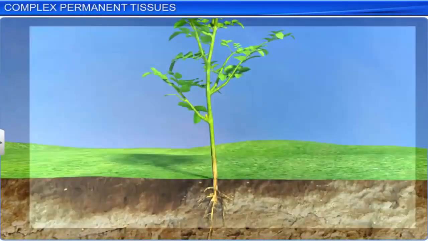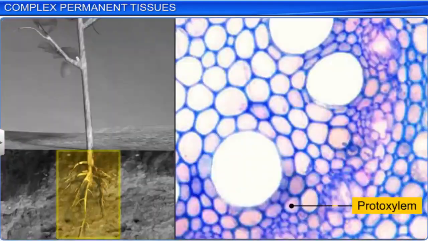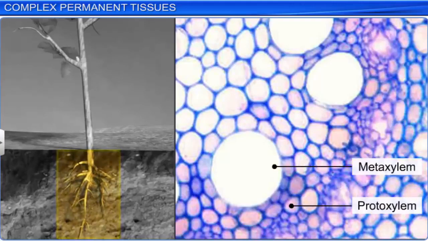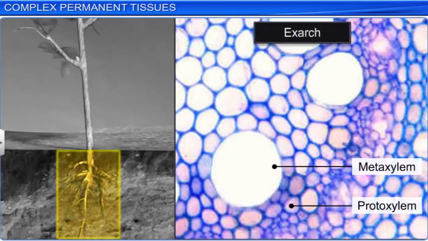Let's talk about the roots now. Here, the protoxylem lies towards the periphery and the metaxylem lies towards the center. This arrangement of primary xylem is known as exarch.